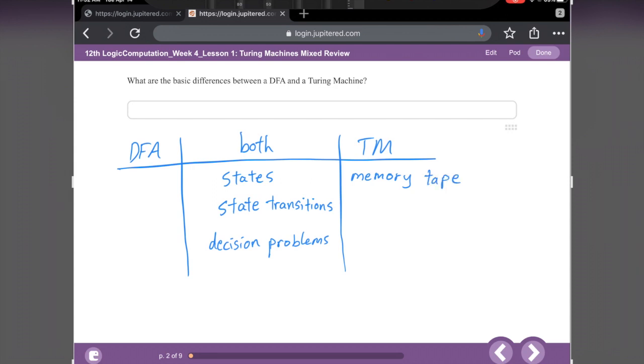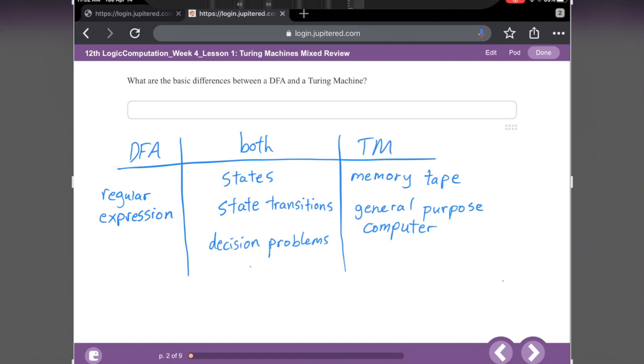Also, it's important to understand that a Turing machine models a general purpose computer. A DFA, on the other hand, doesn't have a memory tape, and it doesn't model a general purpose computer, but it does model a regular expression. So what a DFA decides is whether a given string matches a regular expression or doesn't match a regular expression.